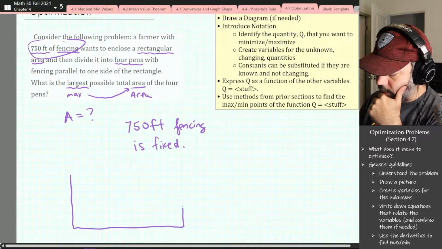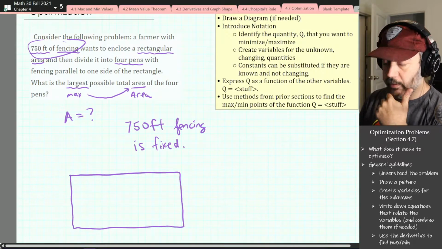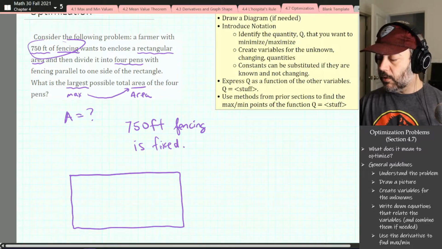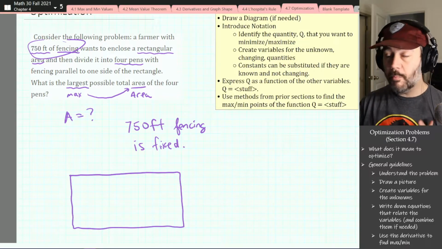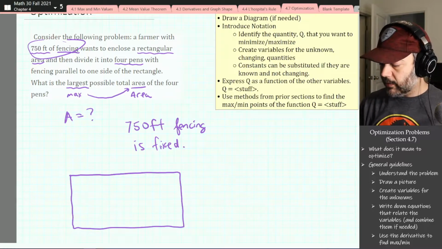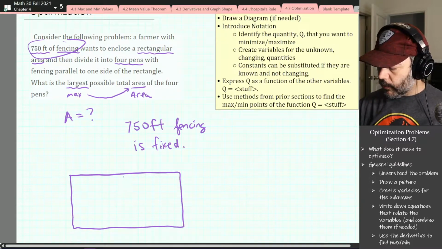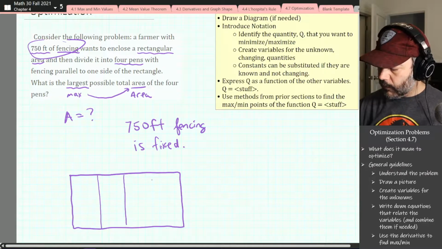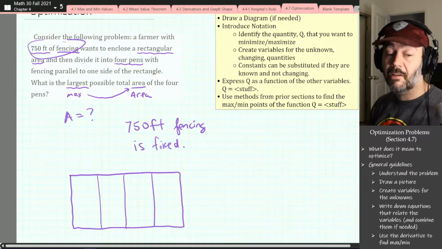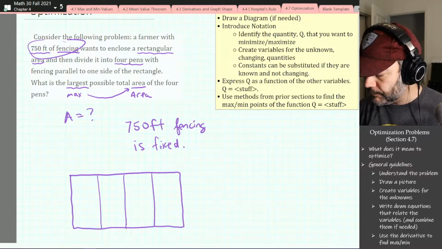Let's just draw a rectangle. So we need fencing around the rectangle. But it says that we also want to divide it into 4 pens. So inside of this area, we divide it into 4 pens. Well, how would we do that? We would need to have 3 inner dividers to divide into 4 pens. So we would need fencing everywhere where we drew a line.